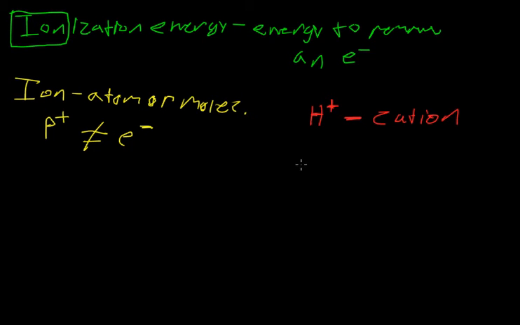And then let's look at a different type of ion. Let's see, how about chlorine, Cl. Cl gains an electron, so therefore it has a negative charge. We call this an anion, because it gained a negative charge.